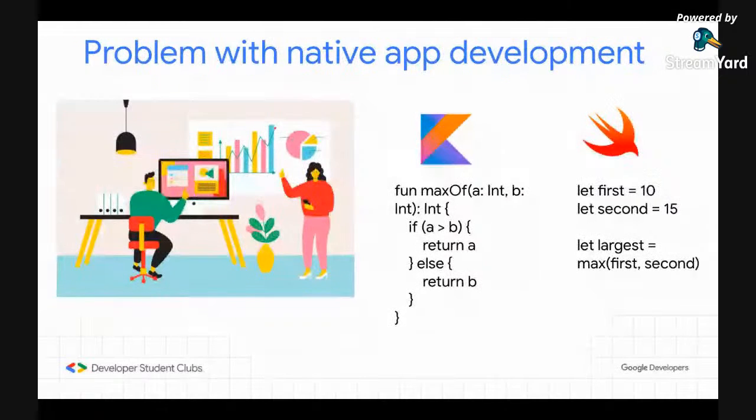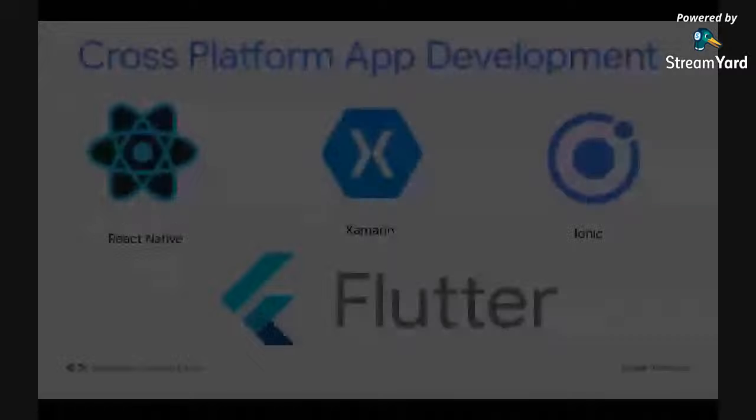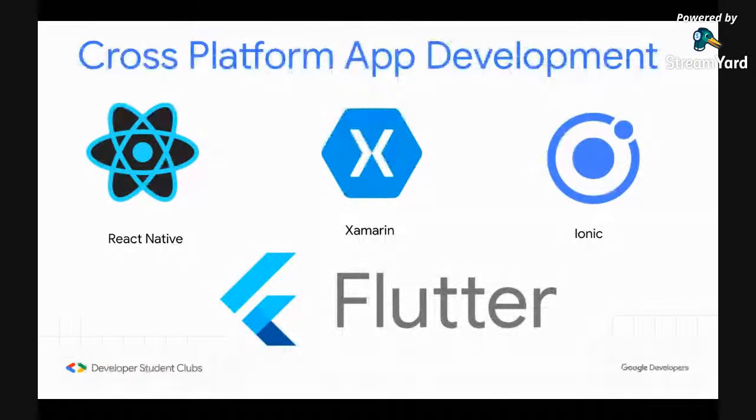So basically, native app development has some disappointments, I can say that, because we have to maintain two different types of code bases. Now, this problem can be solved by cross-platform app development. So, what is cross-platform app development? We have different platforms that are used for developing cross-platform apps.